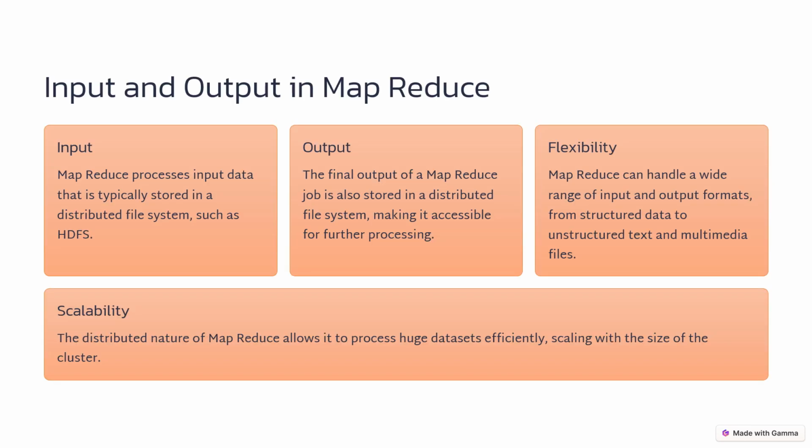Now, moving on to the next slide, input and output in MapReduce. Input. MapReduce processes input data that is typically stored in a distributed file system such as Hadoop file system, Hadoop distributed file system basically. Output. The final output of a MapReduce job is also stored in a distributed file system, making it accessible for further processing. Flexibility. MapReduce can handle a wide range of input and output formats, from structured data to unstructured text and multimedia files. Talking about scalability, the distributed nature of MapReduce allows it to process huge datasets efficiently, scaling with the size of the cluster.